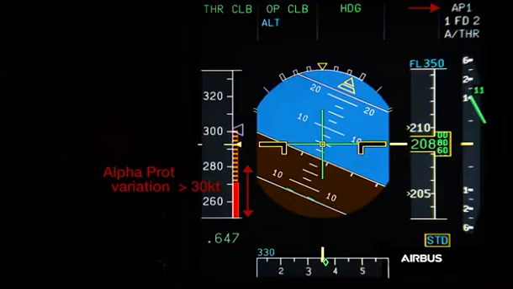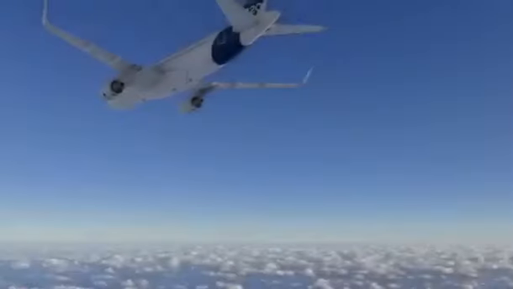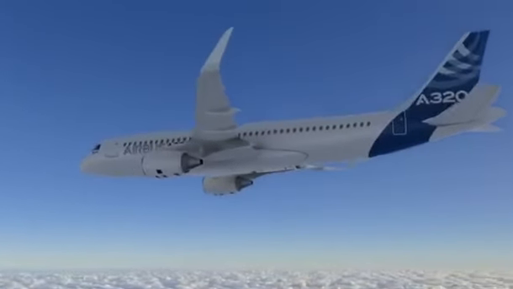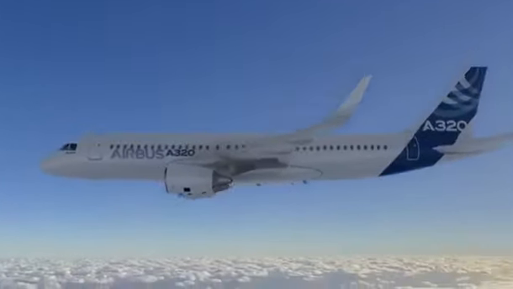It is due to the fact that the display of the V-alpha Prot is limited below VLS when there is no load factor. When load factor is greater than 1G, the V-alpha Prot is no longer limited.